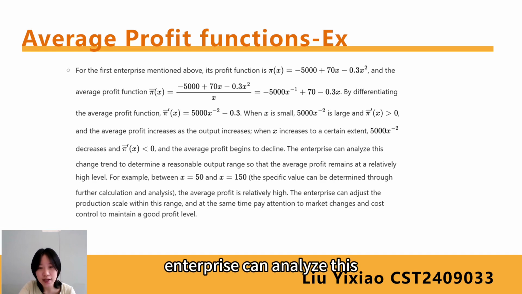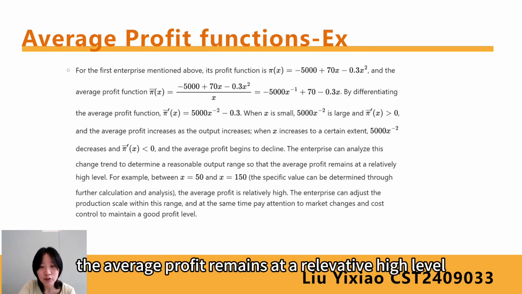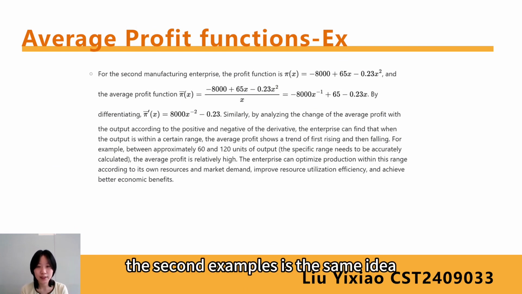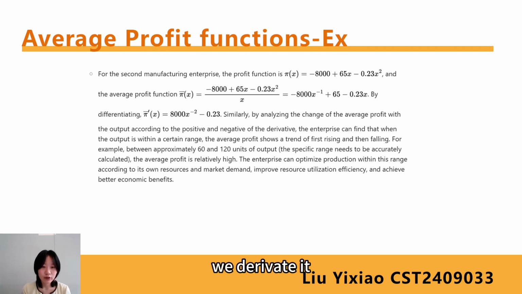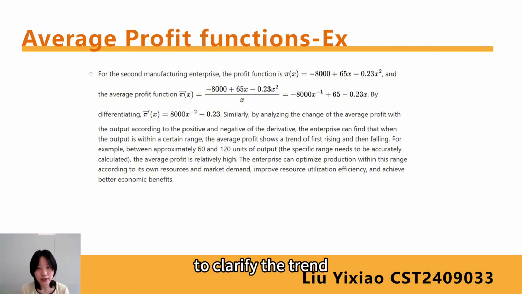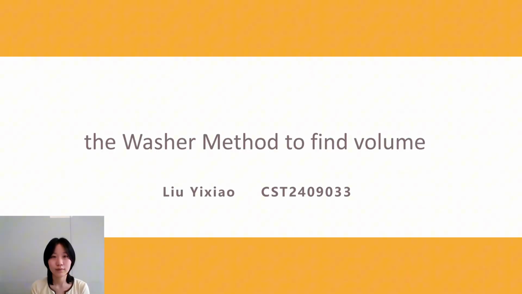The enterprise can analyze this change trend to determine a reasonable output range so that the average profit remains at a relatively high level. The second example is the same idea. We get an average profit function, we differentiate it, and we use the derivative of the average profit function to clarify the trend. The third example is the same, right?